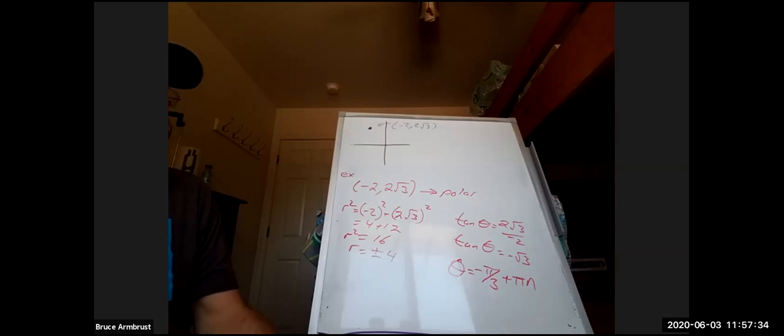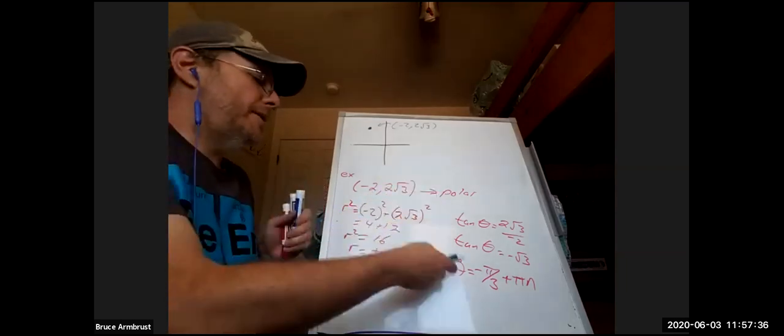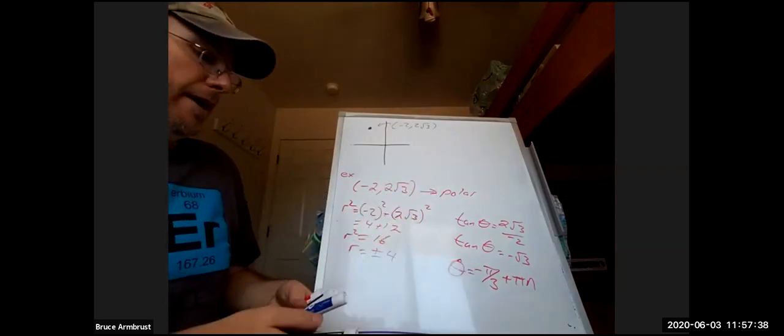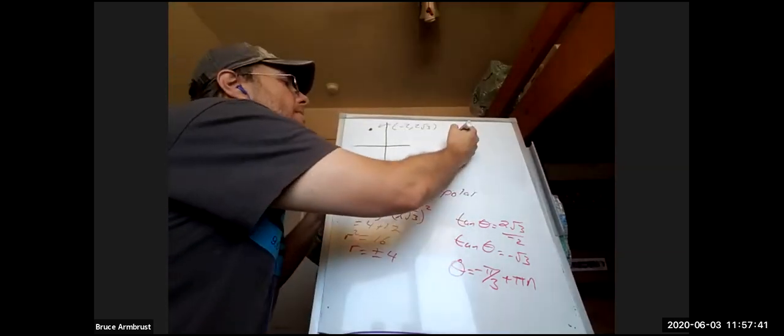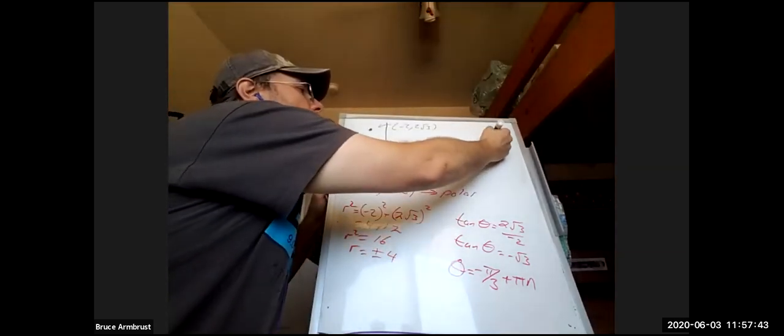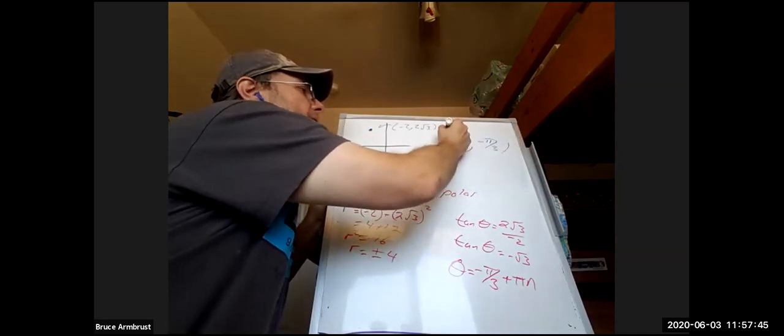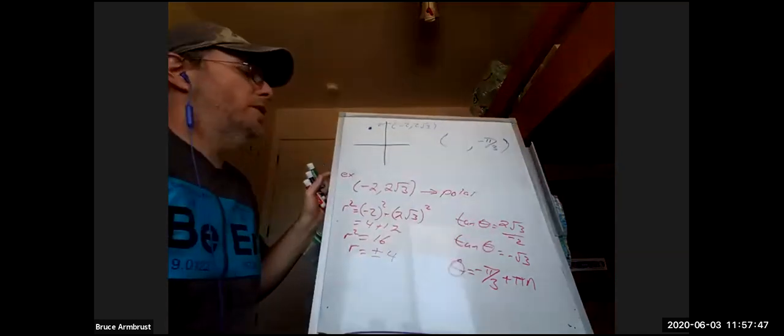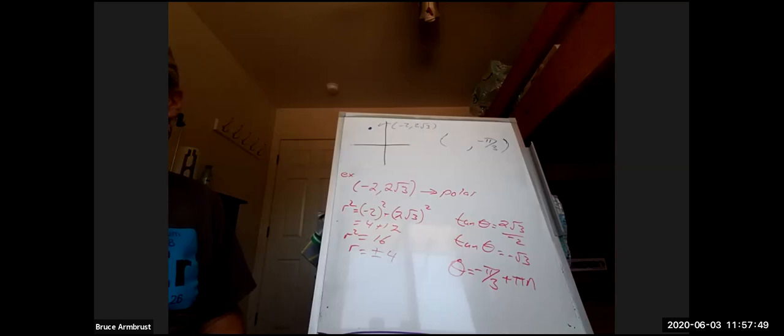So for example, let's just pick that theta. Let's say we use theta equaling minus pi over 3. So that's the one that the inverse tangent gives us. Which value of r would we use? Plus or minus 4?